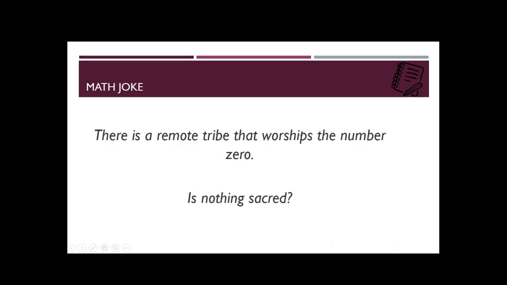Okay, you guys suffered through a long problem there. There's your math joke of the day. Then you can go in and work on the problems in your book or the problems on the worksheet.